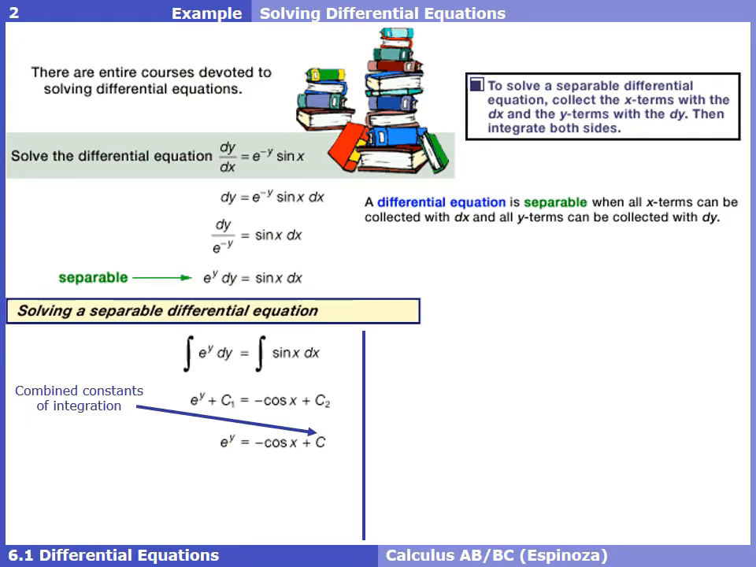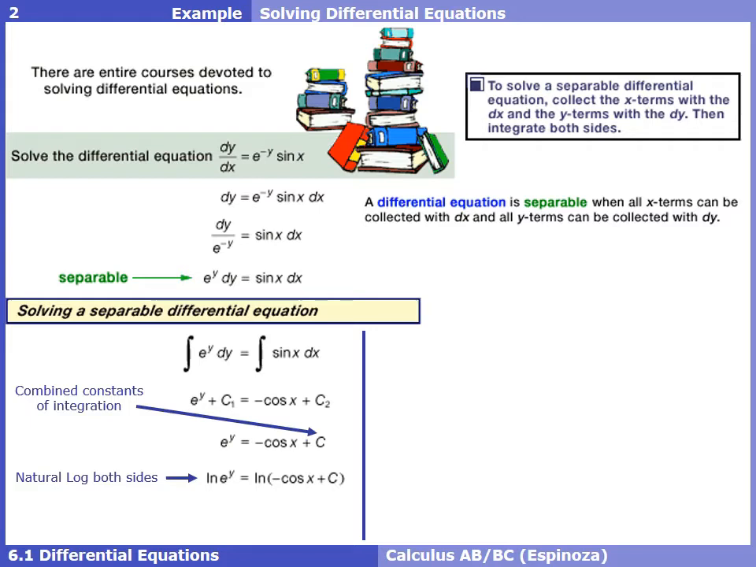Okay, so we're almost there. We need to always get y by itself. We need to solve for y when we're doing these differential equations. So we need to get that e out of there. To get that e out of there, we have to do the inverse operation of e. The inverse operation of e is a natural log. So we need a natural log on both sides.